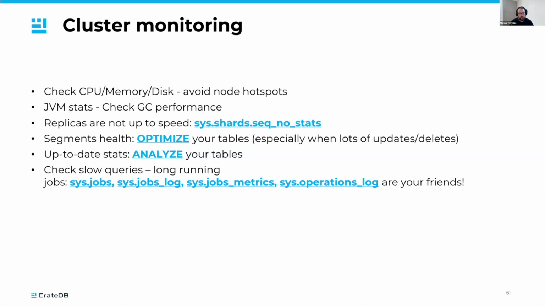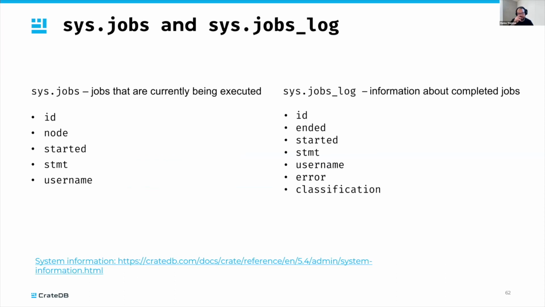Those are all links to the documentation to see details. I'm just listing there the schemas of those tables. So we have jobs and jobs log, where in jobs you have the queries that are currently running in the system, that are active. In the log, right after every query, insert, whatever statement is executed, it passes from the jobs to the jobs log, so you can see all the details there for the completed ones.